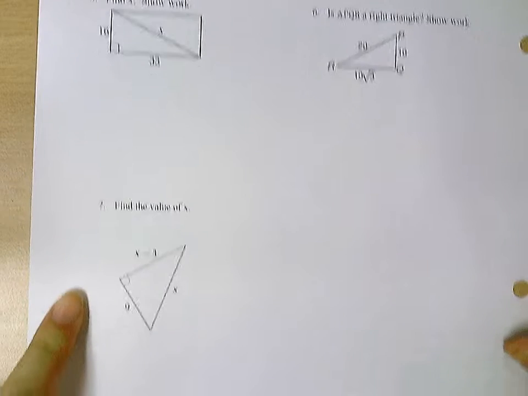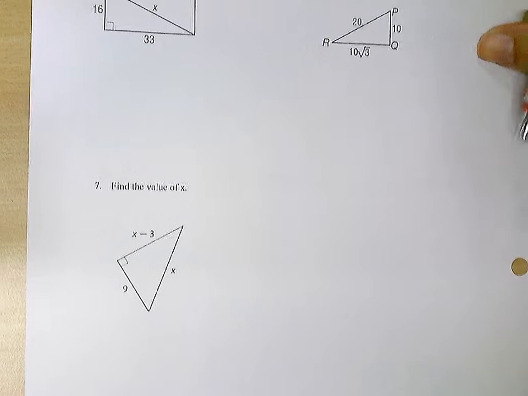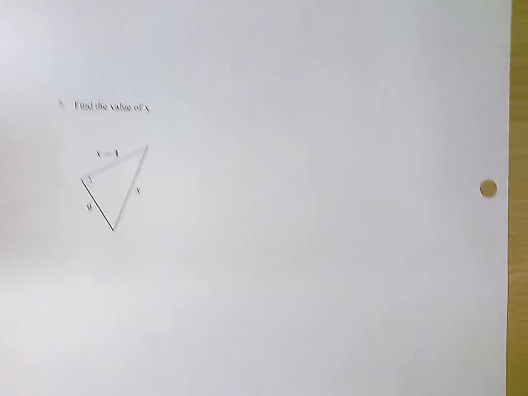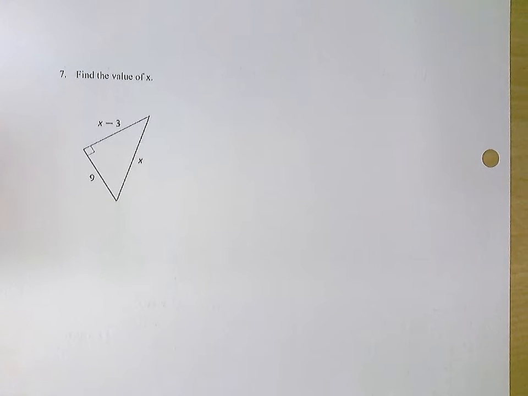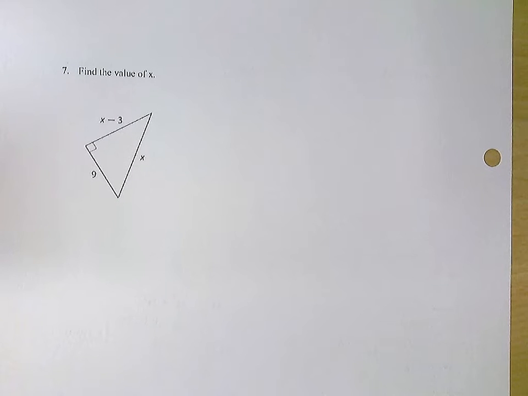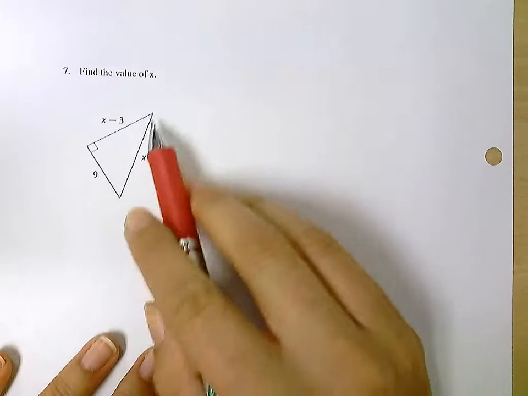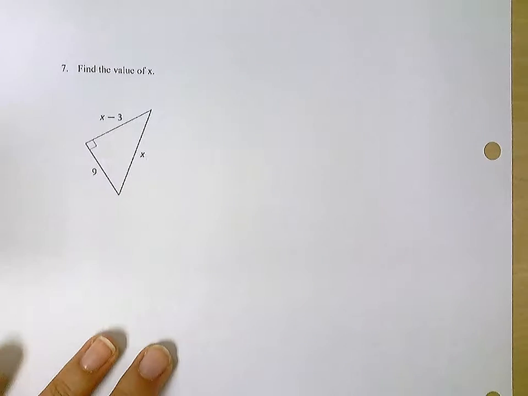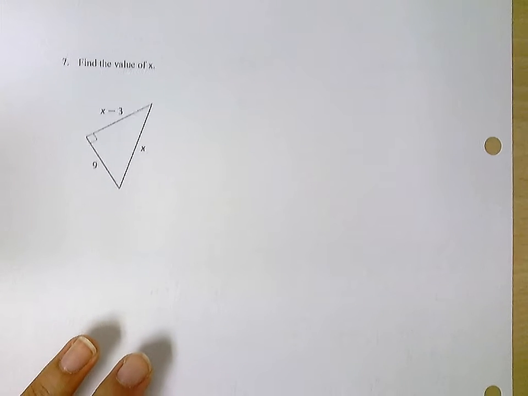We're going to do number 7, because number 5 and 6 were yesterday. Okay. So number 7. Paying attention. This one's a little bit more challenging. It's still using the Pythagorean theorem, however. So we want to solve for our x. I have 2 x's in this.